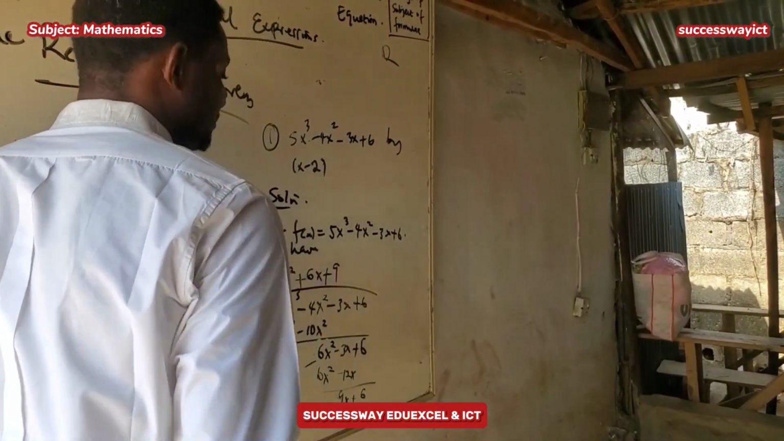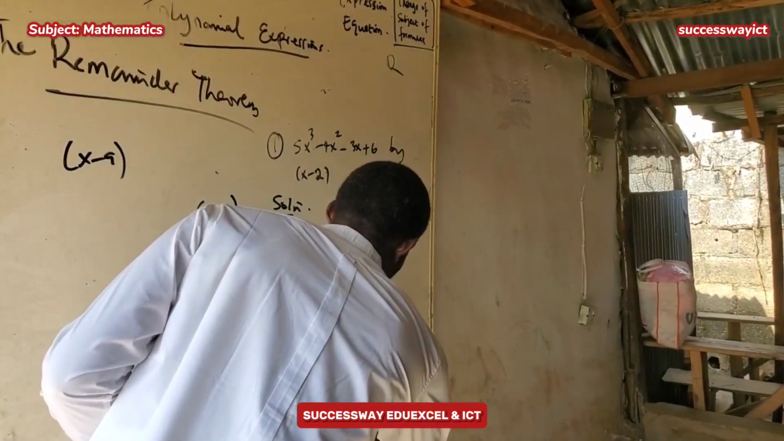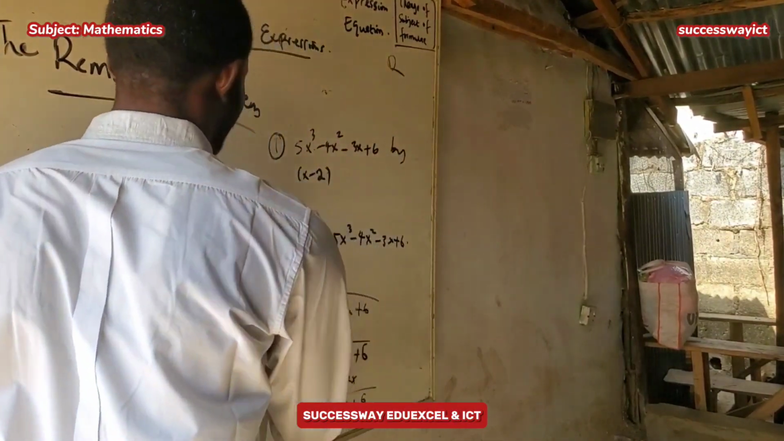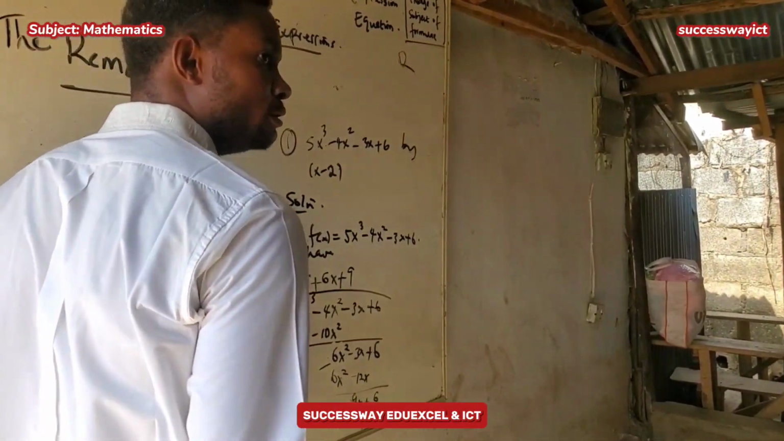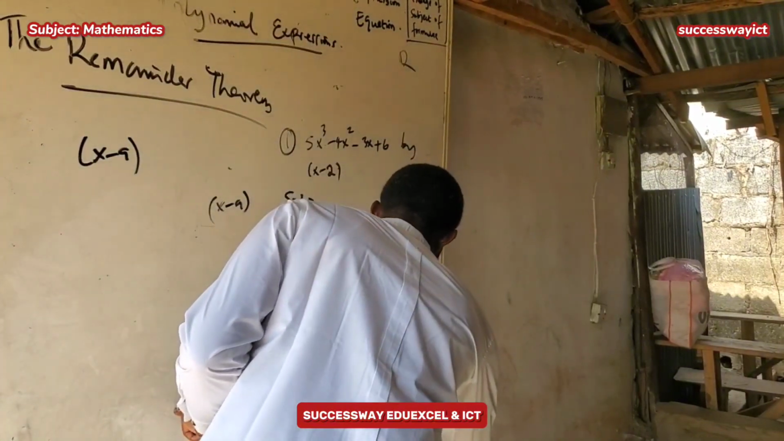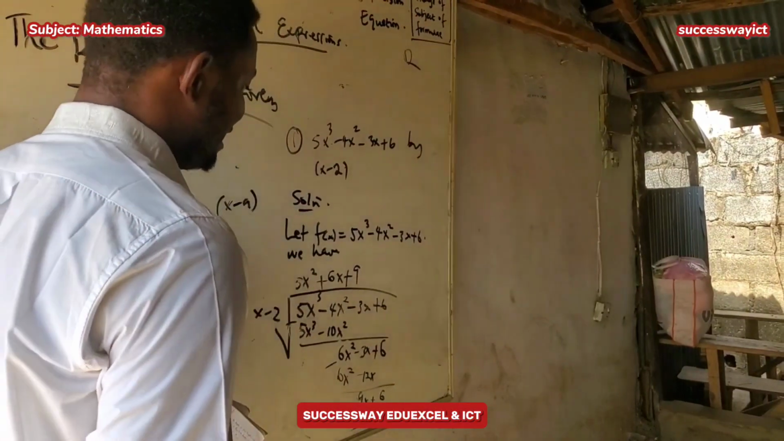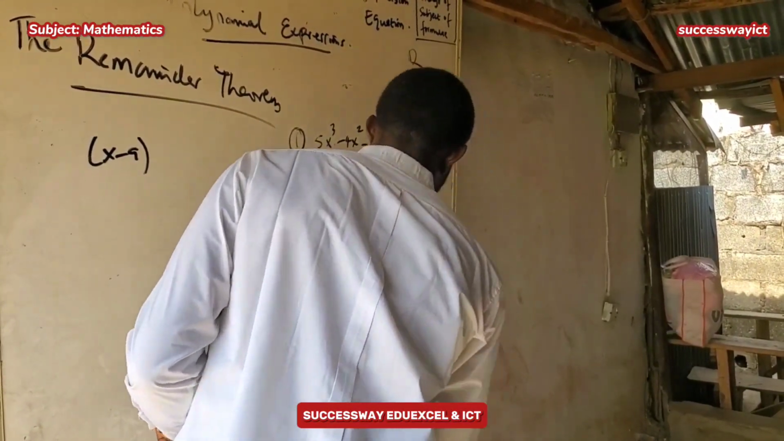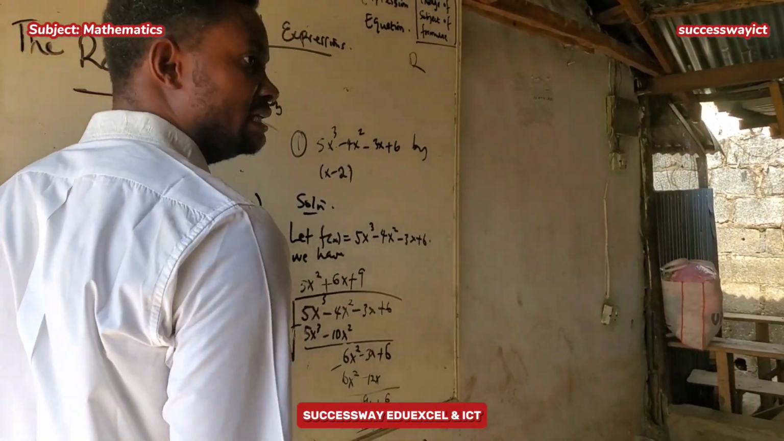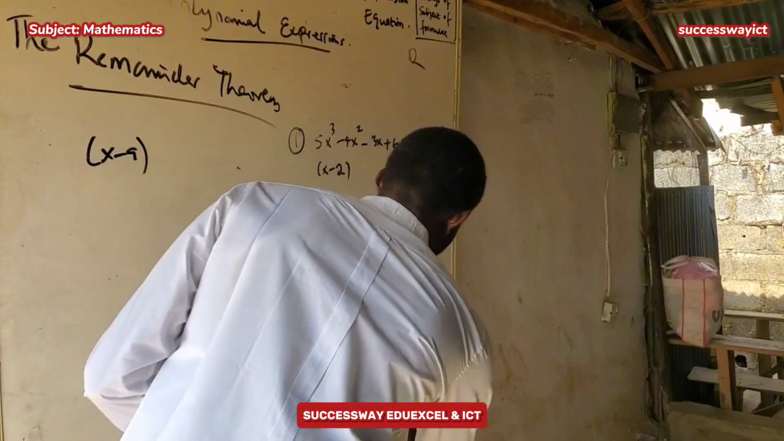9 times x is 9x. You have 9x. 9 times minus 2 is minus 18. When you subtract them, what will you have? 6 minus minus 18 is 24. You have plus 24.